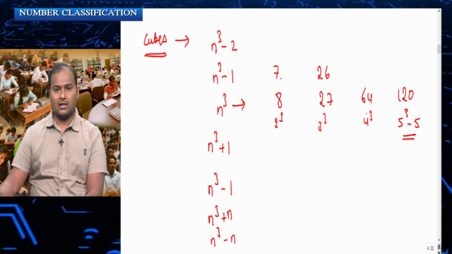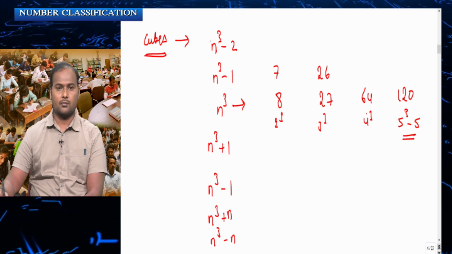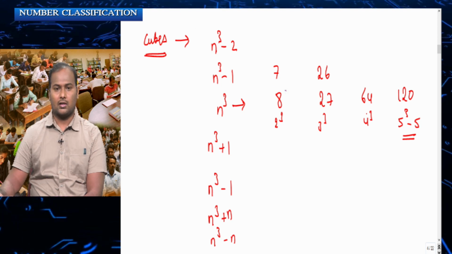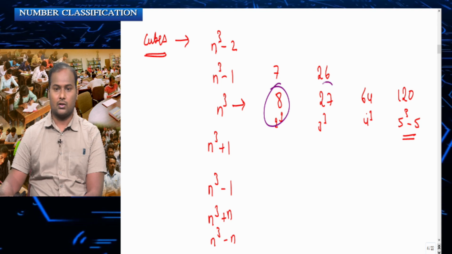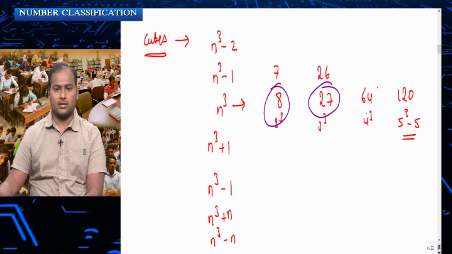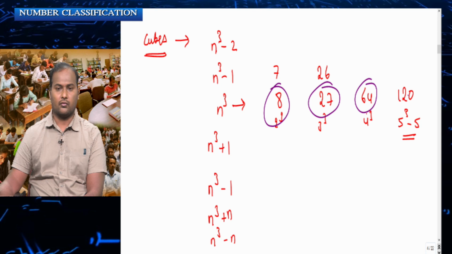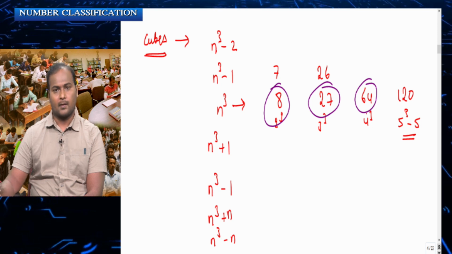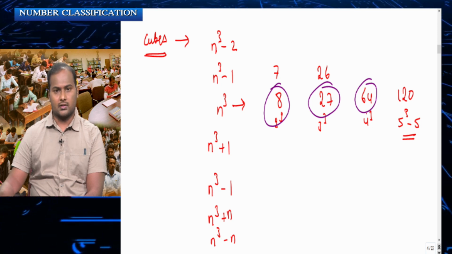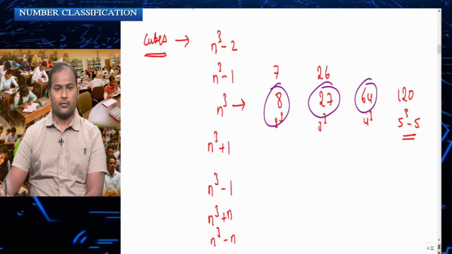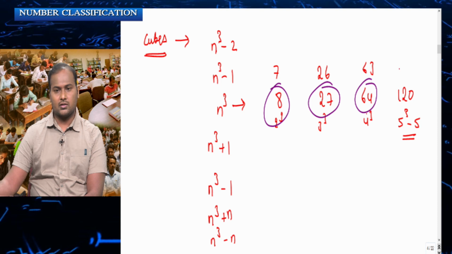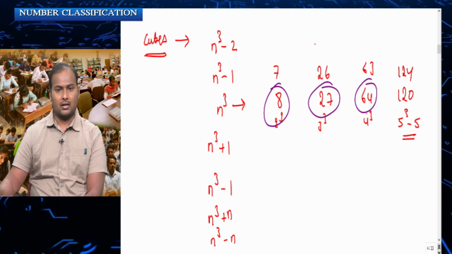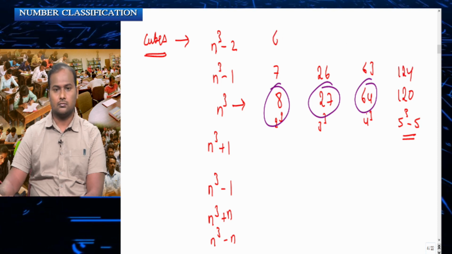The moment you see values near to this range, what is important in the exam is that you understand the values 8 and the values near to that, the values near 27, near 24, 64, near 125, 216, like that. If you understand carefully, the moment you see the range of numbers, you can easily understand it. It's not a big deal.